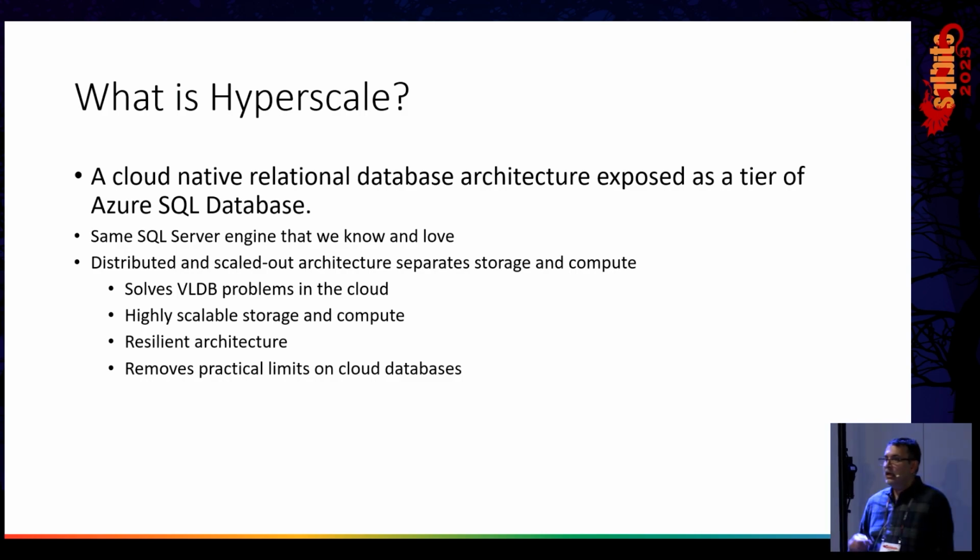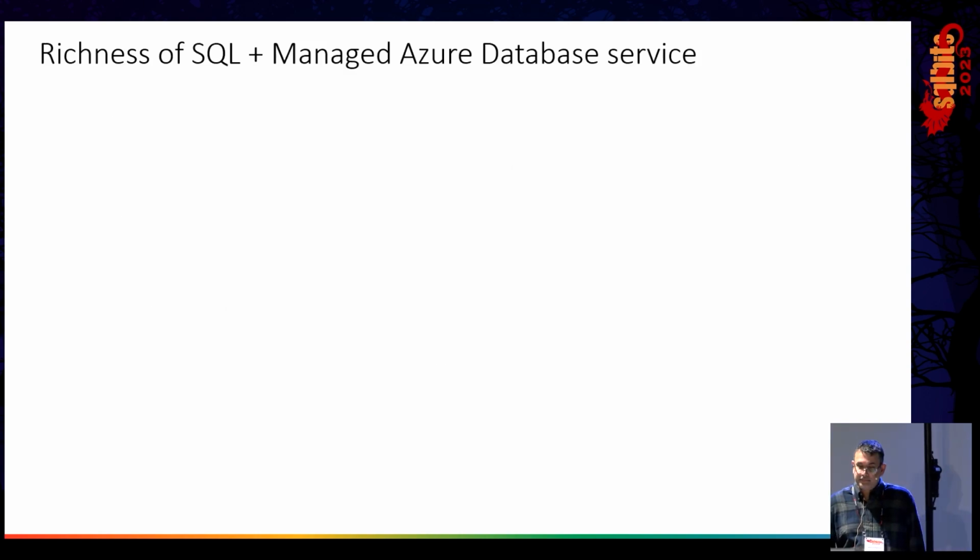So from a Hyperscale perspective, what is Hyperscale? It's really a cloud-native relational database architecture exposed as a tier in SQL Database. It's the same SQL Server engine that we know and love, except that it has some key tenets in terms of separation of storage and compute. It solves some VLDB or large database problems because it scales up to 100 terabytes. It has a resilient architecture and really is designed for the cloud.